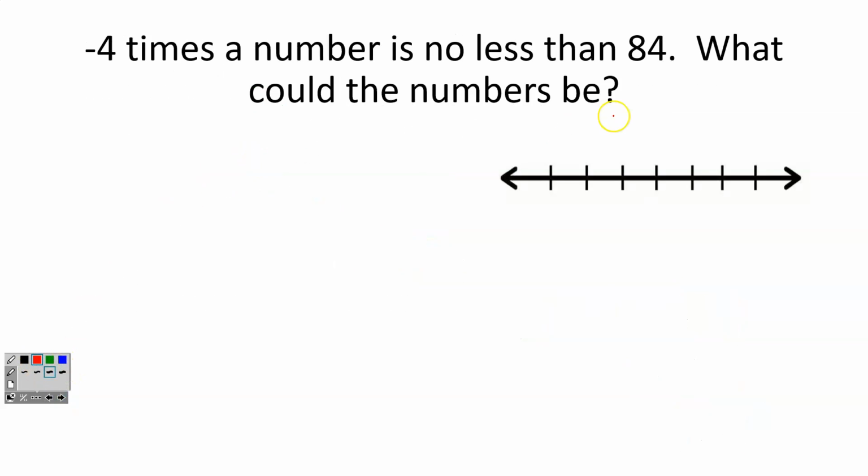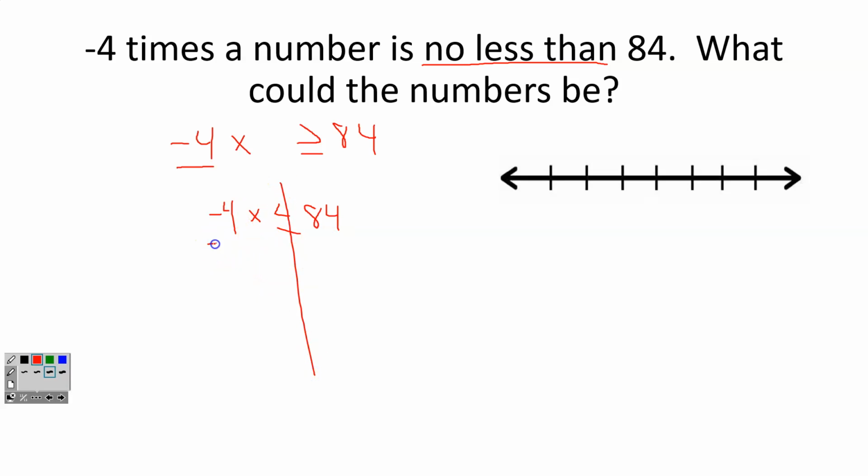-4 times the number is no less than 84. Well, I see no less than. So no less than means greater than or equal to 84. So I have -4 times the number. It doesn't tell me what number, so that's my x. So I'm going to look at this and say, do I need to flip my sign? Well, my coefficient right there is a negative, so I do in fact need to flip it. So I'm going to rewrite it. -4x is less than or equal to 84.